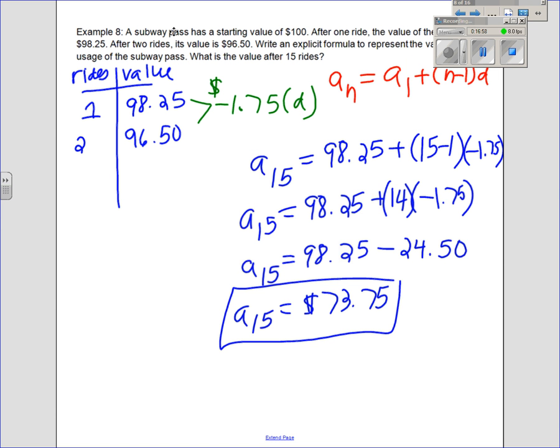One of the interesting questions to ask is why is $100 not the value after one ride? And that's something worth considering. If I don't have any rides at all, that's when my value is $100. It's not until after one ride, and that's what we're looking for. What is the money going to be left on the card after 15 rides? So that one ride is the $98.25 left.